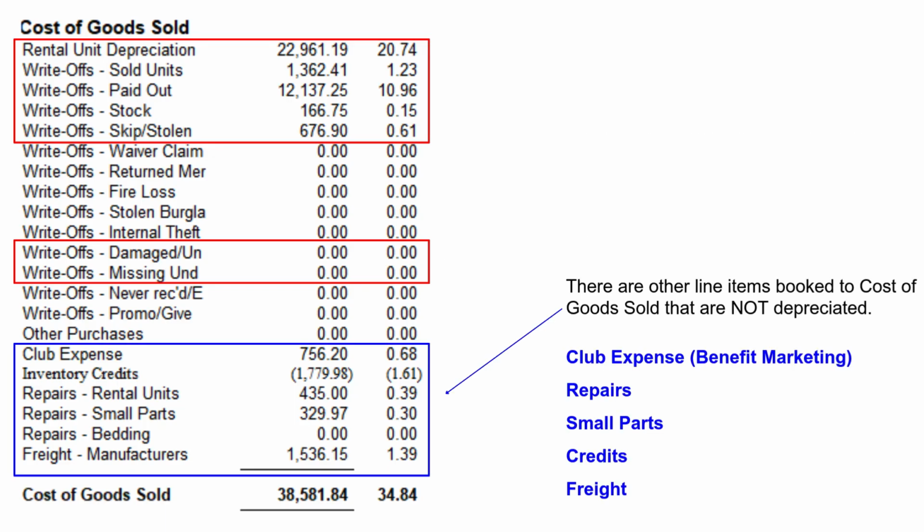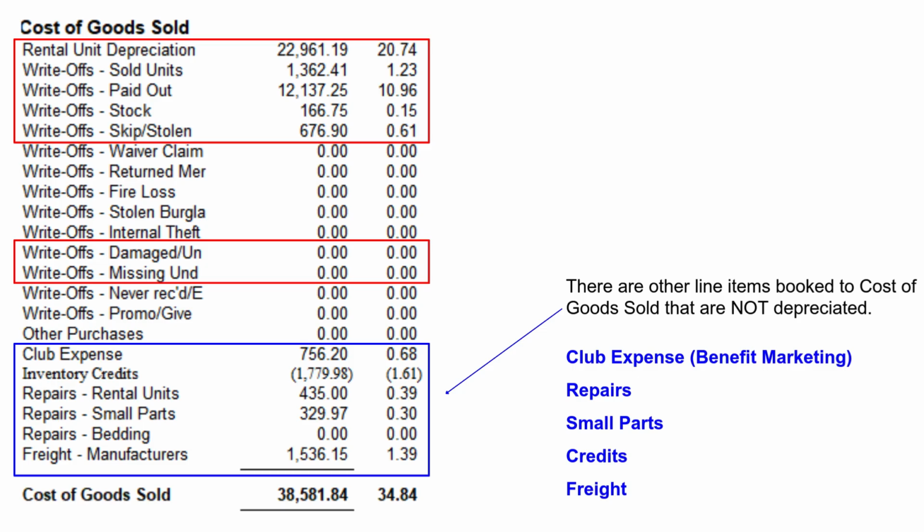There are other line items that are booked to our cost of goods sold that are not depreciated. These are actual cash expenses. These include the club expense, which is the amount of our club fee that we remit to benefit marketing. Repairs for rental units to get rental units back into rentable condition. Small parts like washer hoses, dryer vents, and power cords.